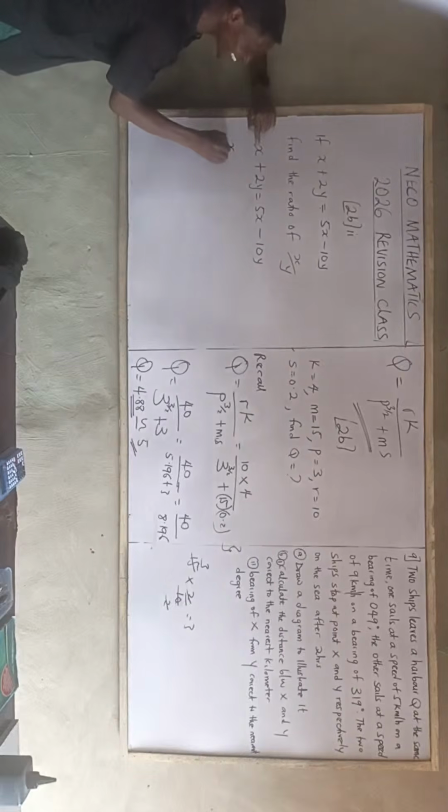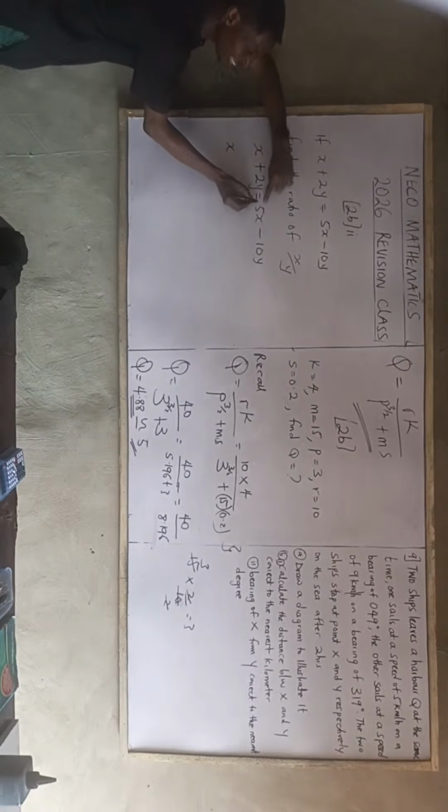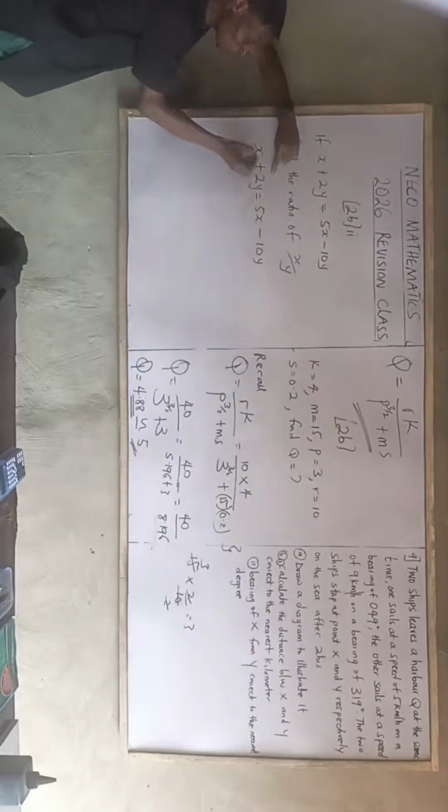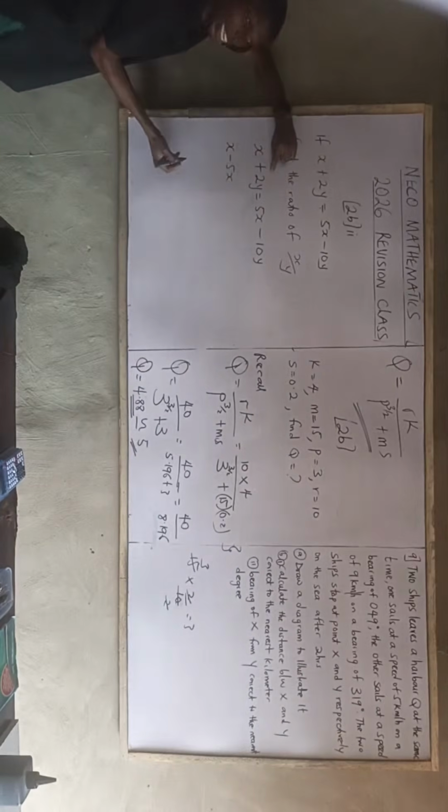So I have x. Bring this 5x closer. What's the sign here? Positive sign. It comes closer to become minus 5x. I'm sure you can get that.